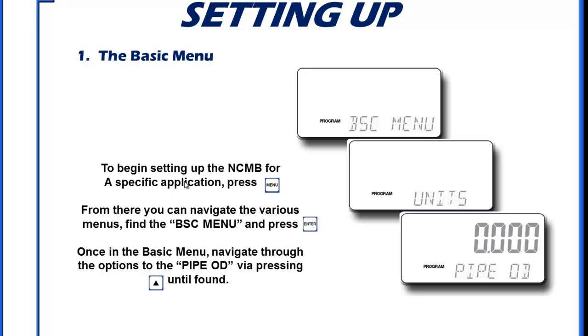When you go to set up an application, you press the menu function, and once you get inside the menu function, you select the type of units you'd like your meter to read into. So in this case, we're going to read into English.